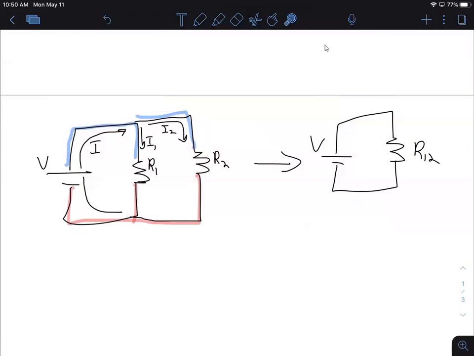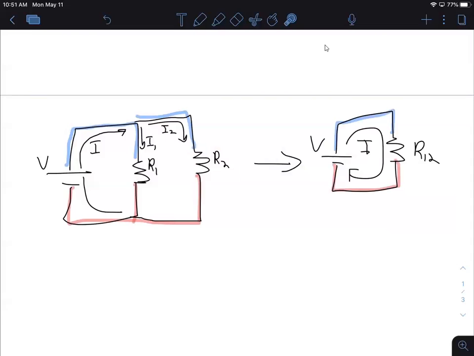And I want to, again, somehow turn them into this situation where I just have a simple circuit with current I going through it, and one resistor, which is somehow a combination of the two resistors.